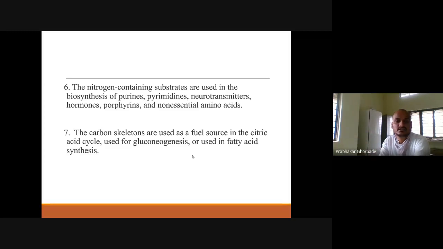The carbon skeleton is used as a fuel source in the TCA cycle, the citric acid cycle, used for gluconeogenesis or used in fatty acid synthesis. So we saw that out of an amino acid, the amino group can be used for purine and pyrimidine synthesis. The carboxyl group or carbon skeleton can be used for gluconeogenesis or in fatty acid synthesis, right? So these are the references.